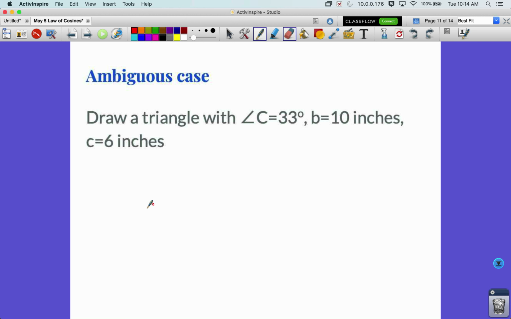So let's try to draw this triangle. So angle C is 33 degrees. So 33 degrees, that's maybe a little too shallow. That's about right. So that's 33 degrees right there for angle C. We'll pick these sides to arbitrarily be A and B. B is 10 inches and C is 6 inches.